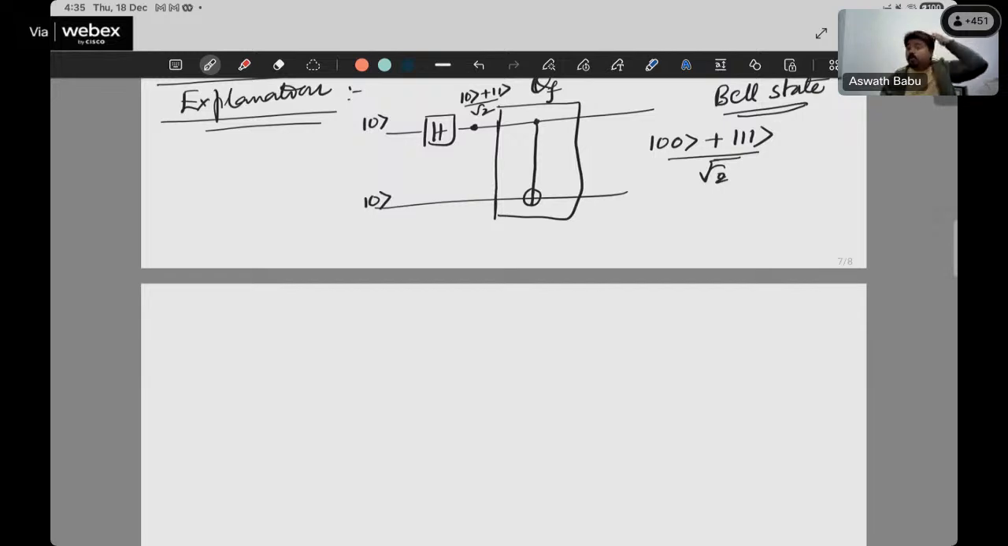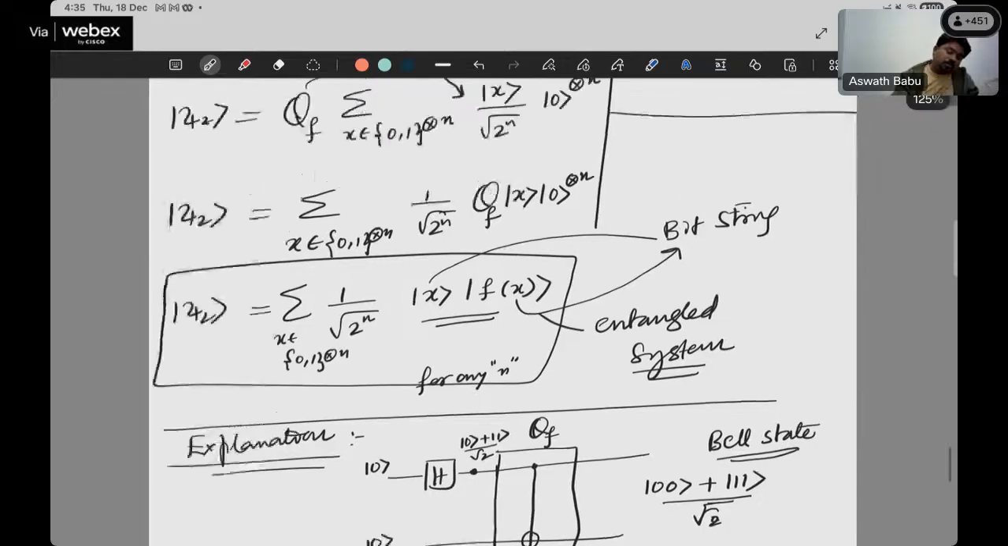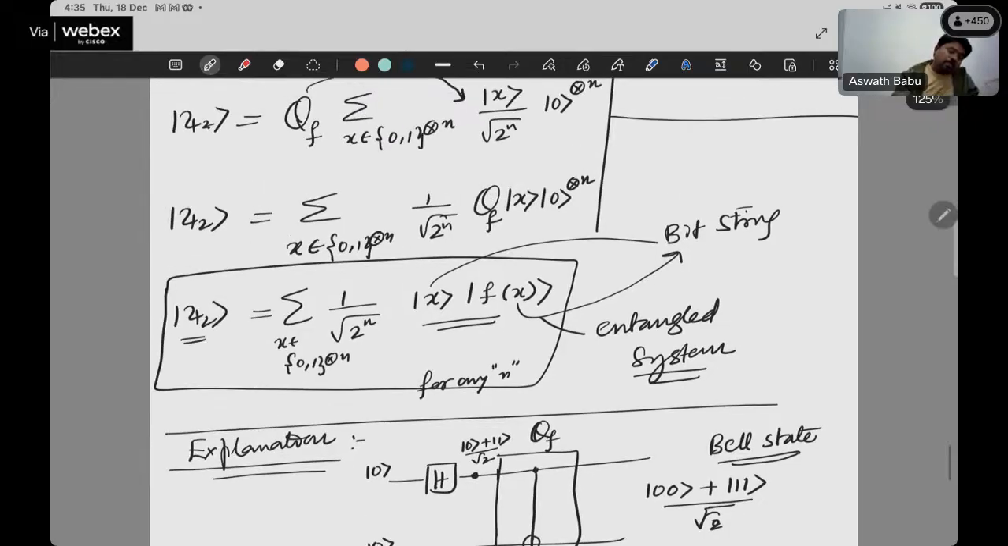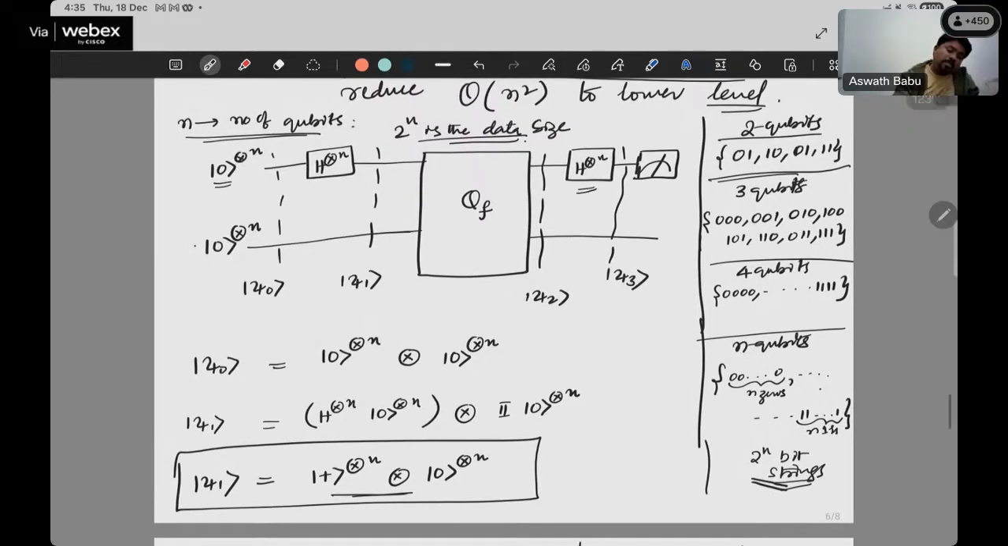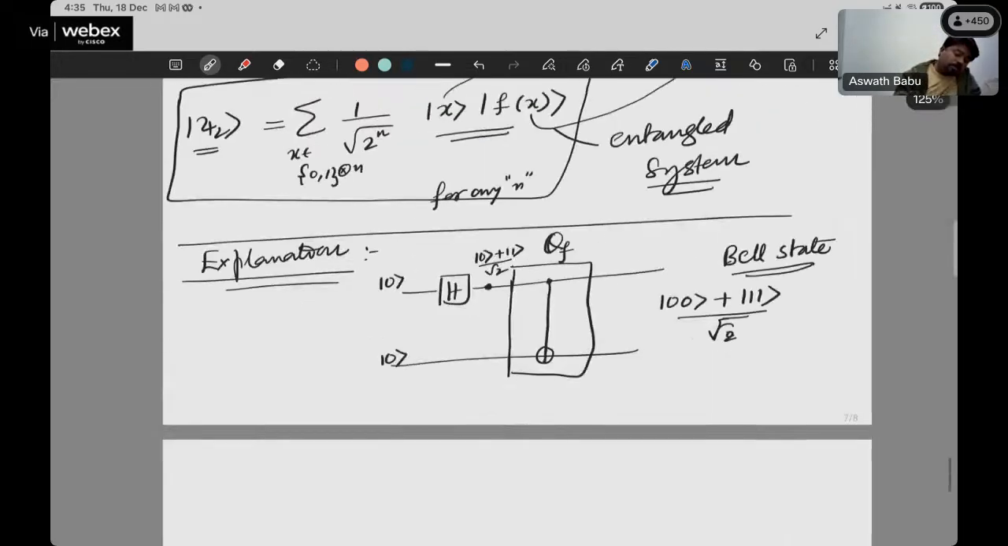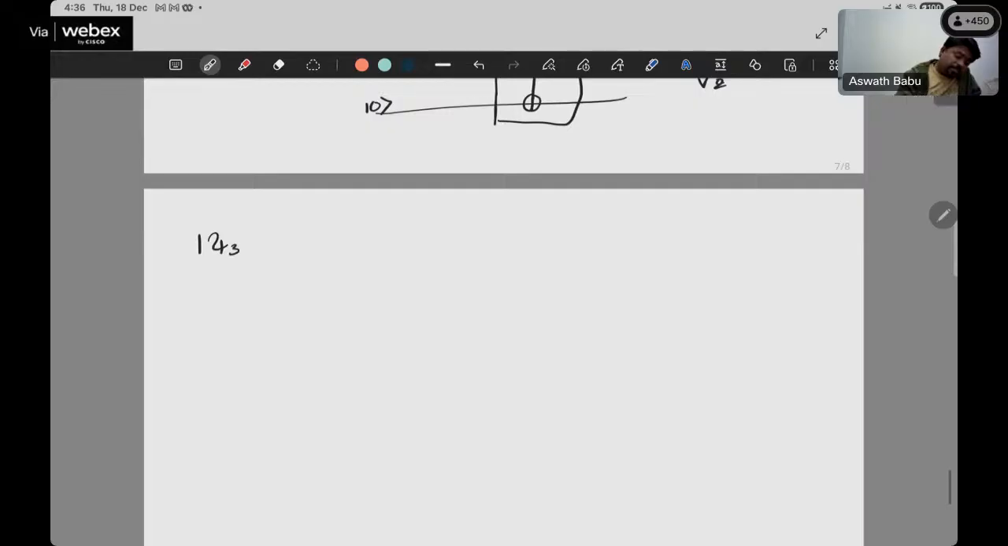What we will do next, as per the circuit, now I have psi 2. After psi 2, I have Hadamards acting on the query part of psi 2. So let me find psi 3. Psi 3 is n Hadamards and identity acting on psi 2.